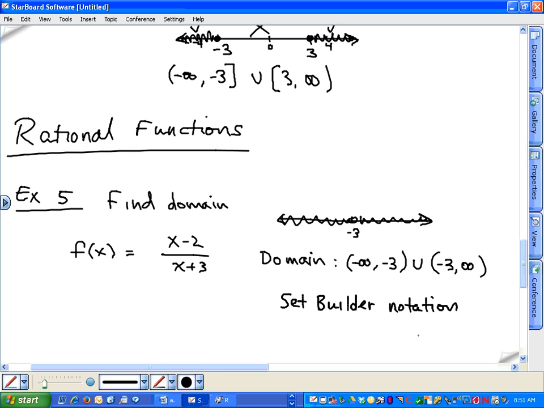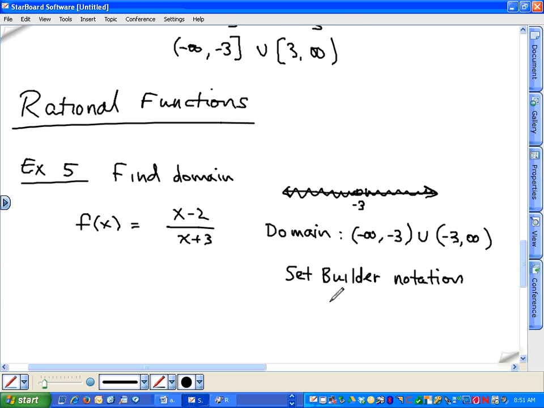This way is useful if you only have one or two excluded values. It's kind of nice. Set builder notation. What's this called here? Interval notation. You need to keep these two notations separate. This is called set builder notation. Okay? So it starts with a little curly bracket.